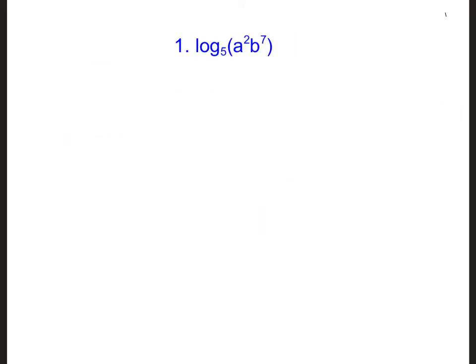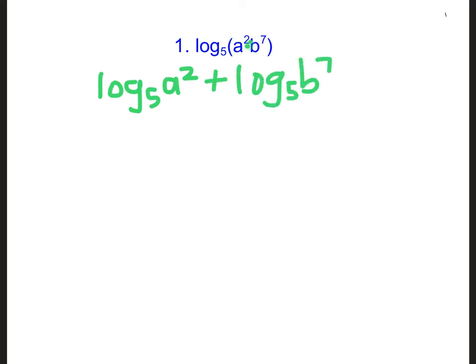All right, my first one, we have log base 5 of a squared times b to the 7th. The first thing I notice is that these are multiplying, a squared times b to the 7th, so we can use that product property. Remember, the product property says if you have two things multiplied, you can break them up so they're adding. So I really have log base 5 of a squared plus log base 5 of b to the 7th.